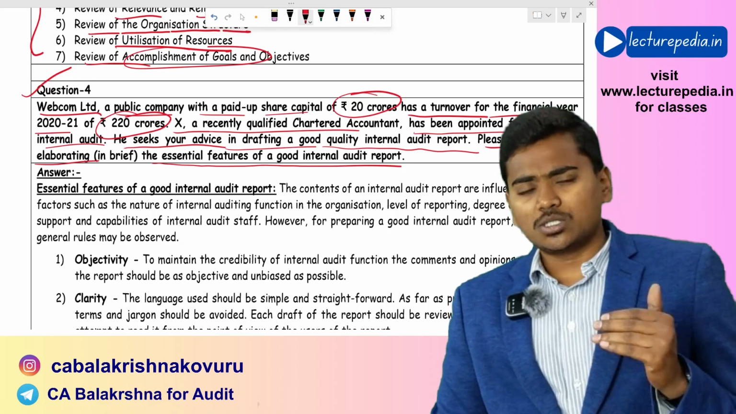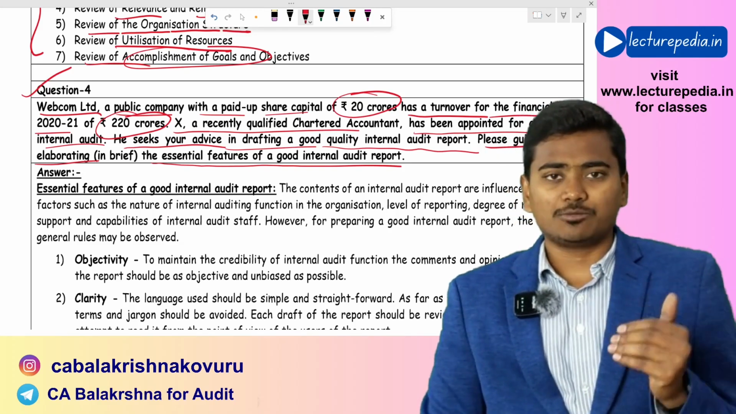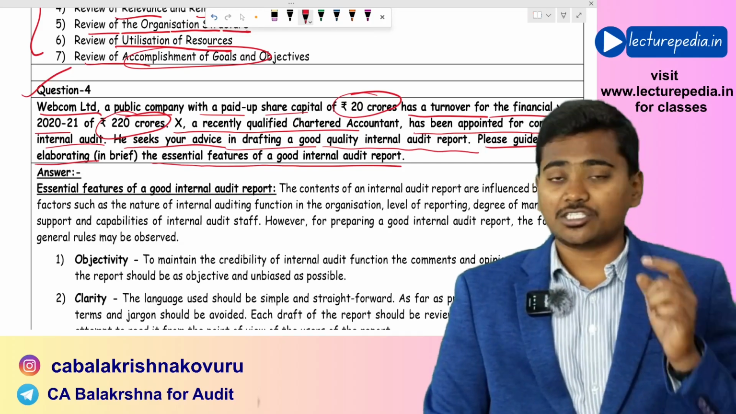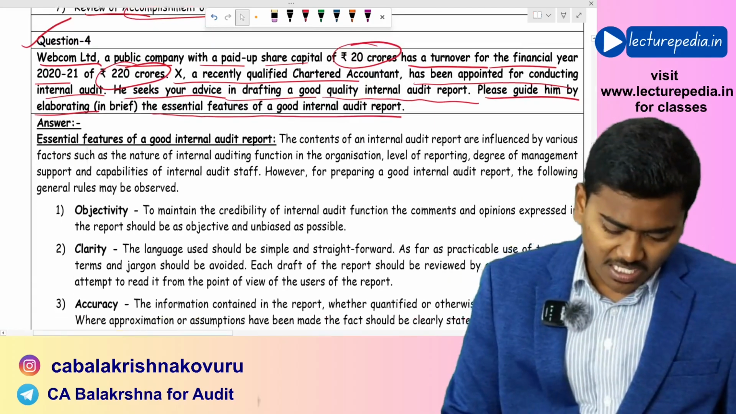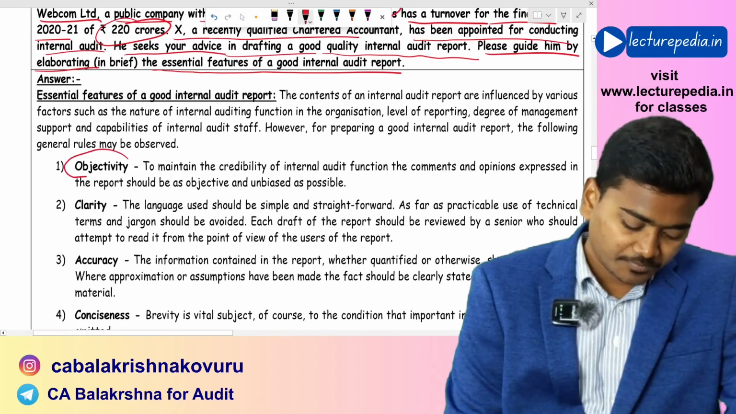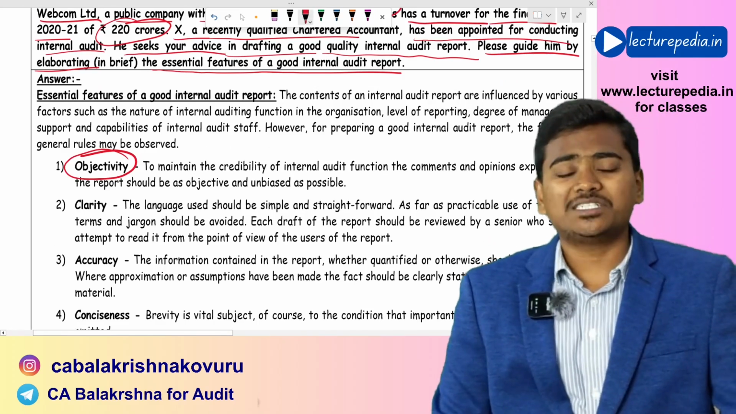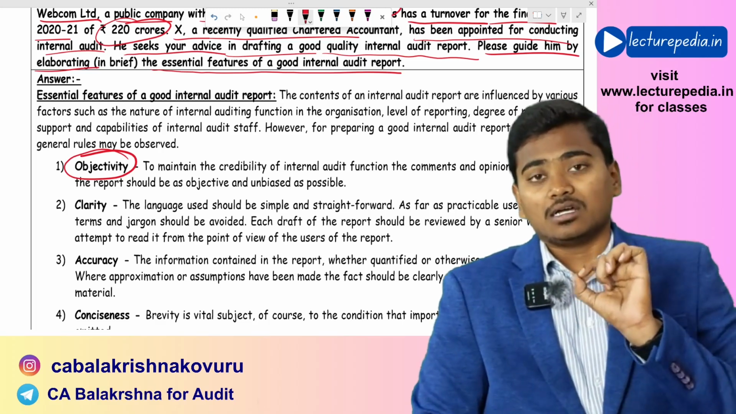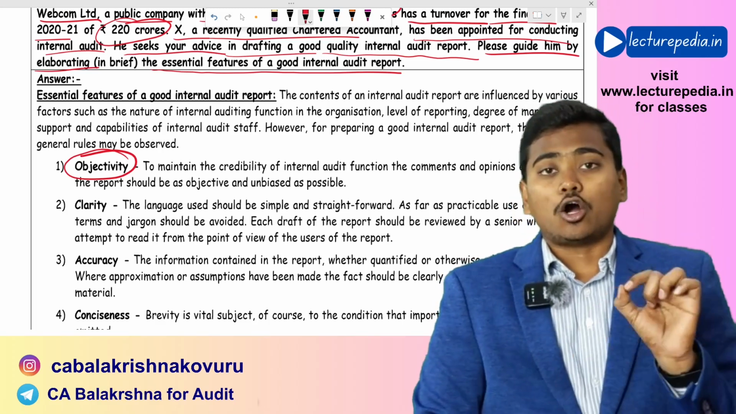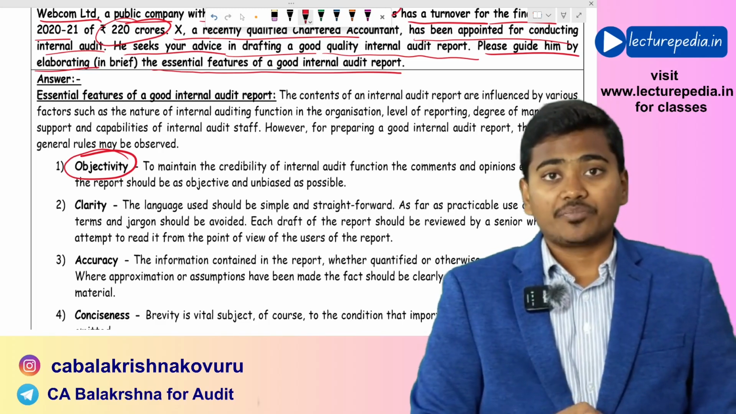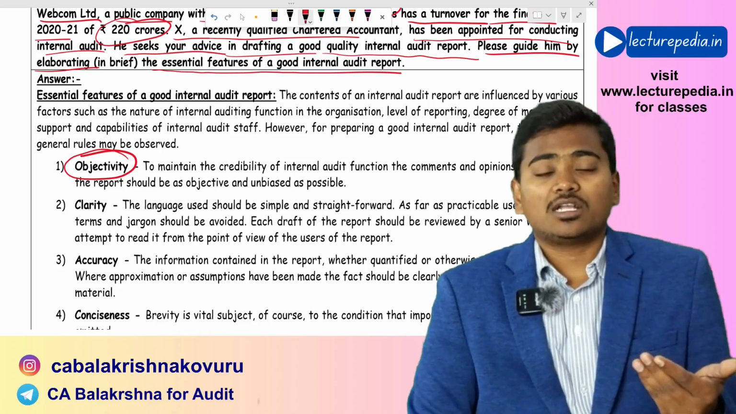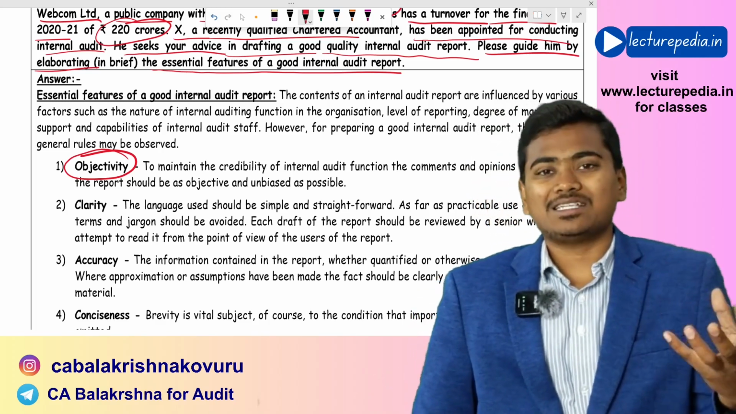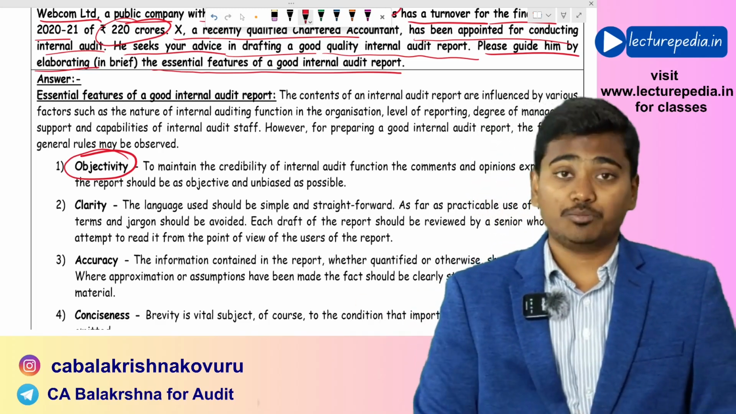Okay, in order to draft a good internal audit report, what are the essential points that need to be considered by the internal auditor? Let us see. First of all, he needs to keep in mind objectivity. While designing the internal audit report, he needs to state the facts in an objective manner. That means the decisions that the internal auditor takes should be based on facts. He should not show any biasedness while drafting the report.